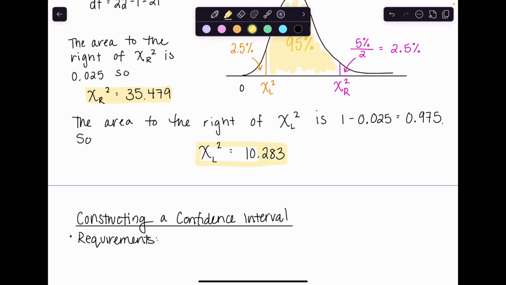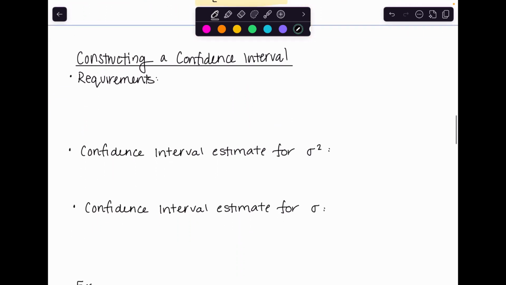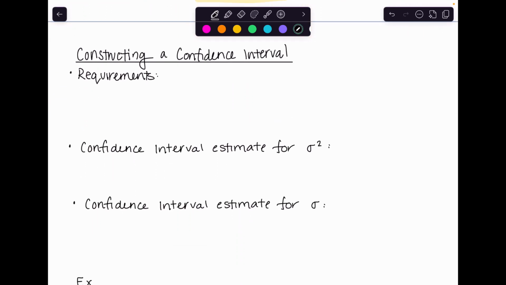Okay. So finding these critical values are kind of the crux of the whole problem. As soon as you have them, it's a matter of just plugging it in to figuring out the different bounds. So we'll go through how to construct this confidence interval, and then we'll do an example. But we do have some requirements to be able to do this. The very first is that the sample you're working with needs to be a simple random sample.